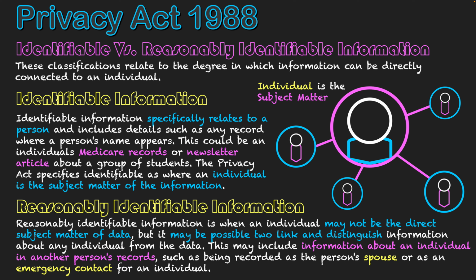Identifiable is where the individual is the subject matter and you can identify them from the specific record. And then reasonably identifiable is when the subject matter is something else, but we can draw information from that record about individuals that the record is not actually about, and find out about others as well that are associated with that record.